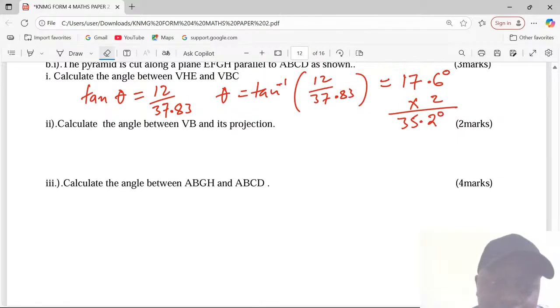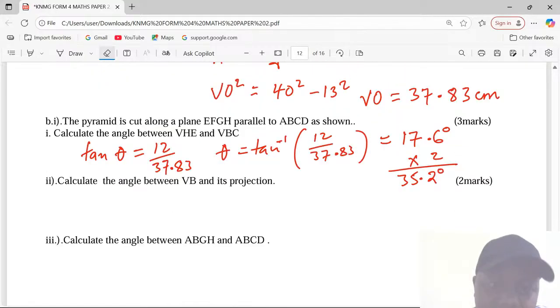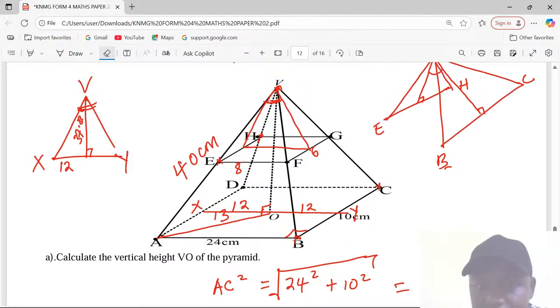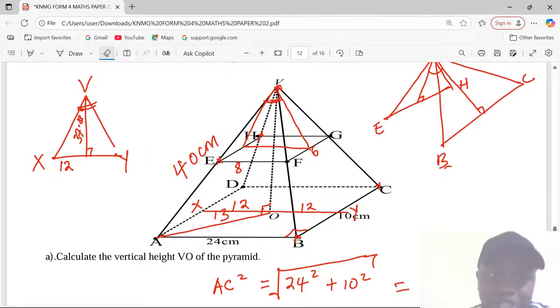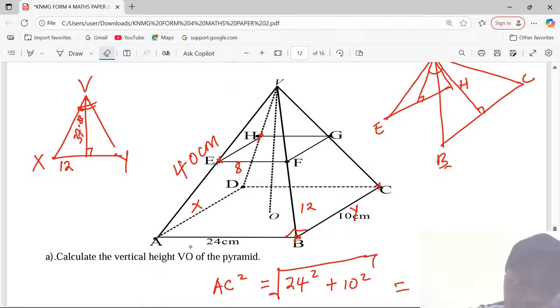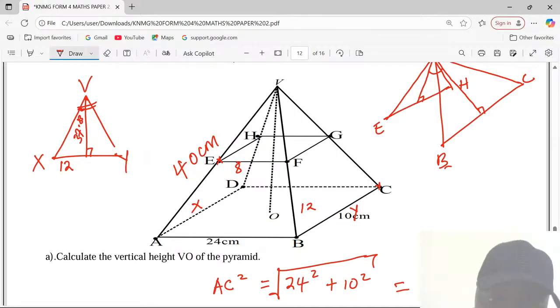The angle between VB and its projection. VB and its projection, so I assume it is its projection on the base. VB and its own shadow on the base. The shadow, first of all, the shadow shall be BO. We must identify the shadow first. This one.